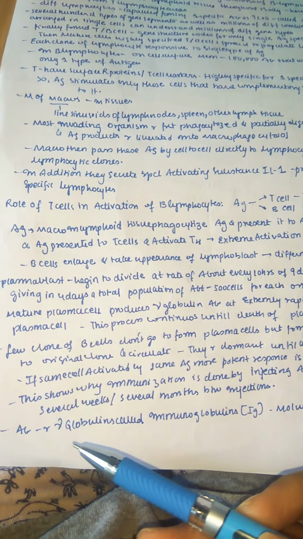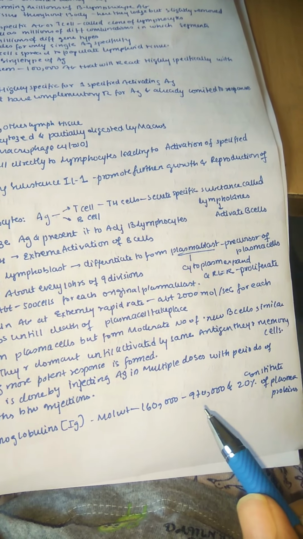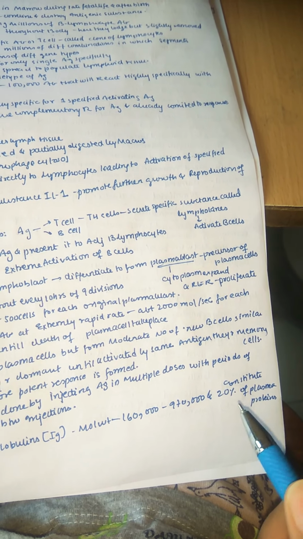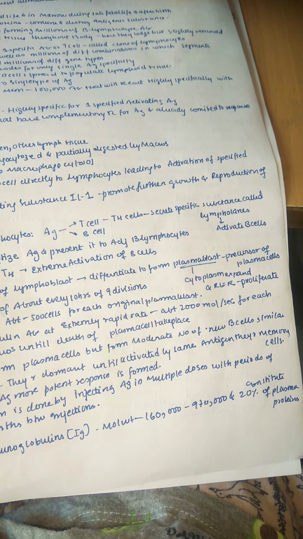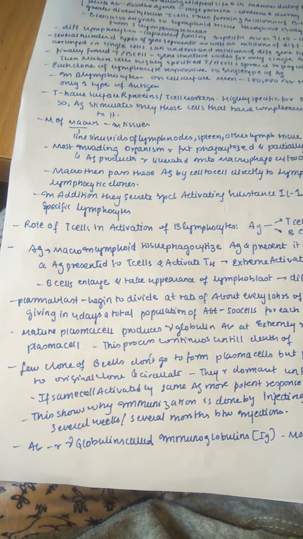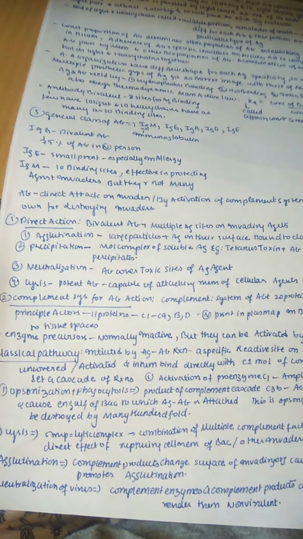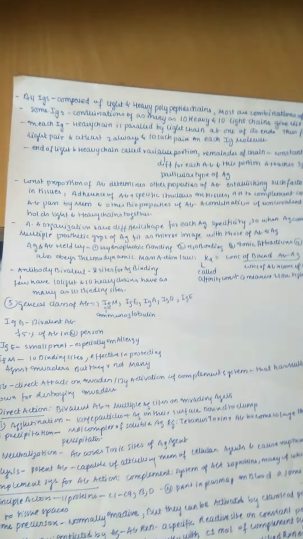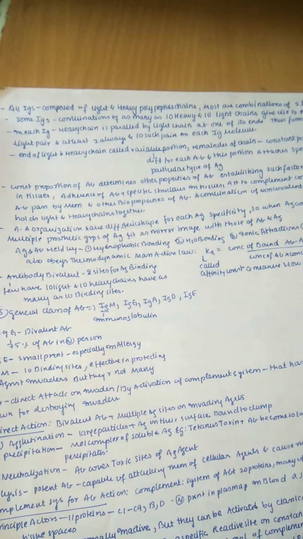Antibodies are mainly gamma globulins, which are called immunoglobulins. Their molecular weight is about 160,000 to 970,000, and they constitute about 20% of the plasma proteins. So remember that even in immunoglobulins, that is our antibodies, we have some plasma proteins, 20%, and most of the immunoglobulins are gamma globulins. Till now we have studied how we attack by means of antibodies. Now we'll see antibodies in detail.